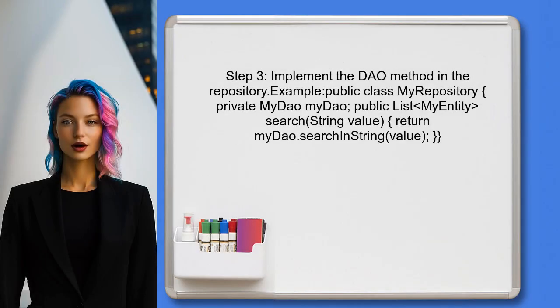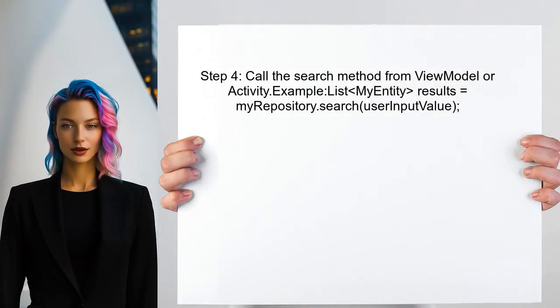After defining the method, the user should implement it in their repository or wherever they handle data operations. This will allow them to call the search functionality from their application. Finally, the user can call this method from their view model or activity to perform the search operation. This will retrieve the results based on the input value.